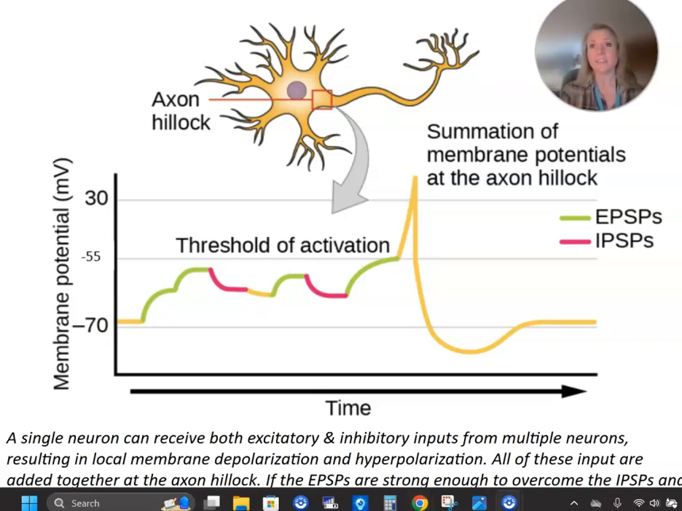No, not yet. And look, we get an IPSP at the same time, and that's the pink little dip in the graph. And then we get another EPSP and then another IPSP, but then we get an EPSP that is a little bit greater in magnitude, and that's going to push our axon hillock up to threshold, allowing the rest of that yellow line, the action potential, to occur.